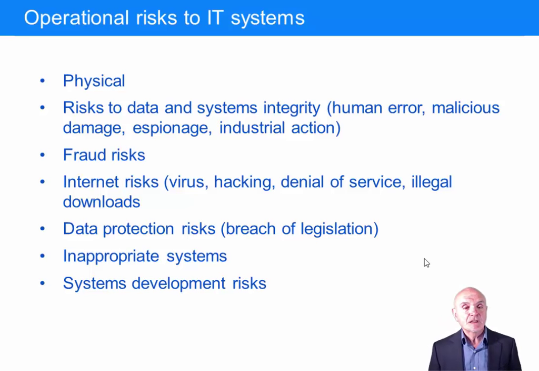We then have risks of data and systems integrity here. How do you know the data that you're using in the system is correct? And of course, it might have been introduced incorrectly, human error. It might have been changed deliberately so that someone wipes out records, or someone puts through false amounts, maybe to their payroll or something, or writes off a debt, or just wipes the file, really. So that we have to look at.